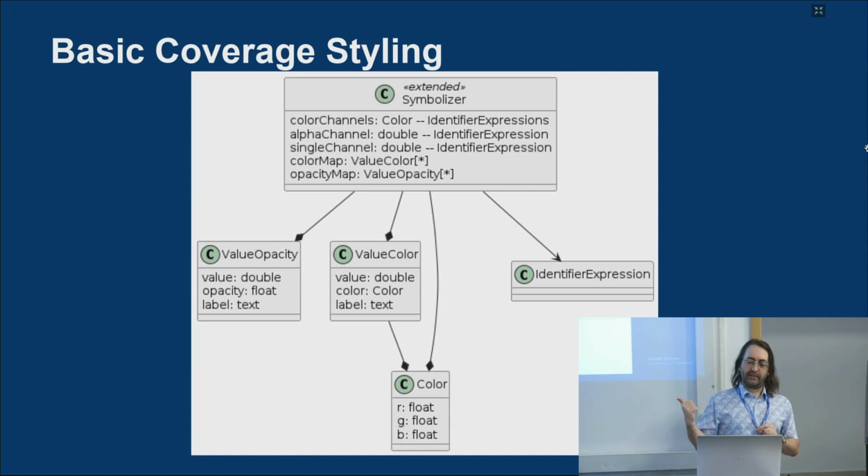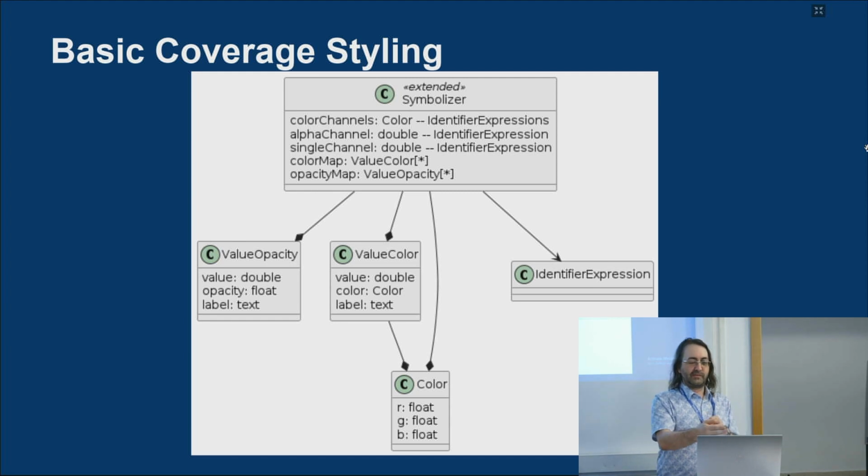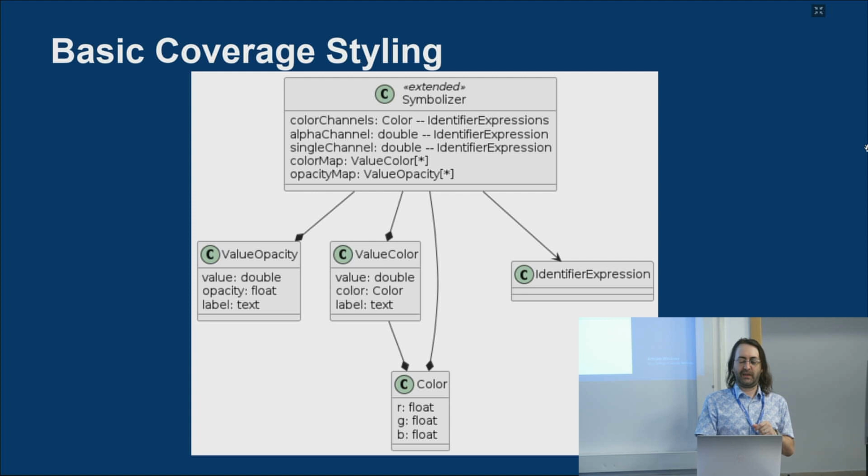And so for styling coverages, we have color channels, alpha channels, single channel. Basically color channels is saying you can attach this property to the red channel, this property to green, this property to the alpha channel, but also the blue channel. And a single channel is you just want to map one property. When you do the single channel, often you want to set the color map, so you can map whatever range of values to specific colors and have an interpolation between those colors. And you can also do the same with the opacity.